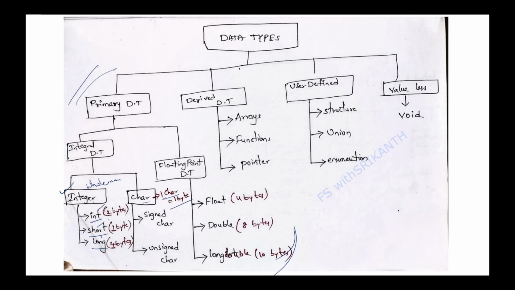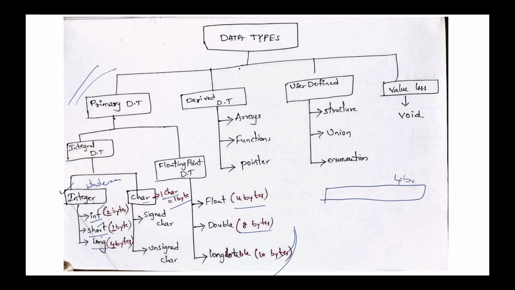Next, one more data type is there: float, double and long double. These are floating data types. These floating data types allocate memory for real numbers. Float can allocate 4 bytes of memory. Double can allocate 8 bytes of memory. Just observe, float is 4 bytes of memory.